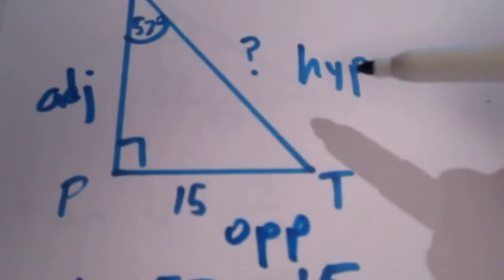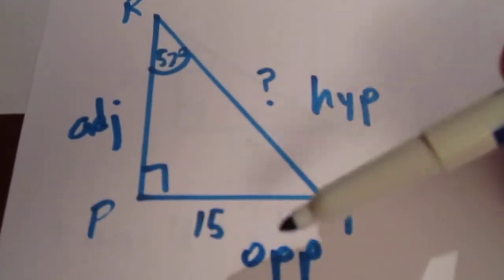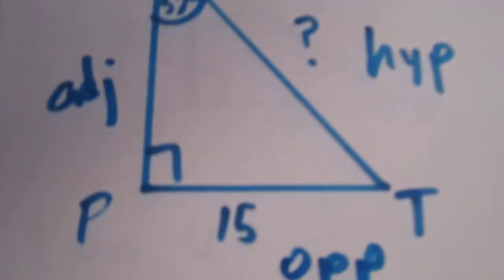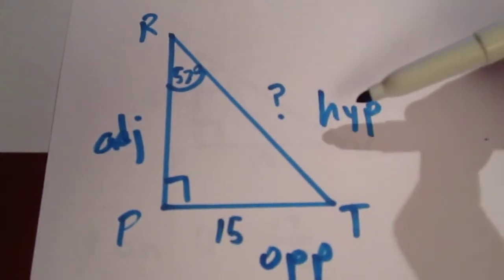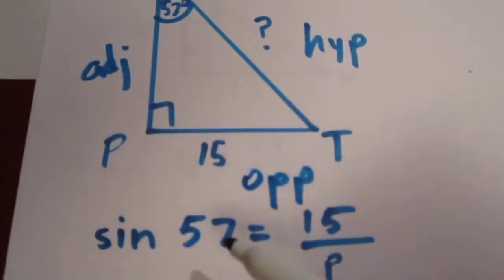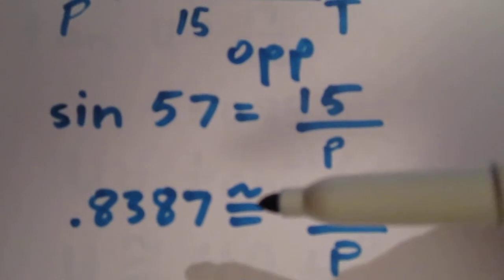We would like to know the hypotenuse, and we realize we must be talking about sine because we're talking about opposite and hypotenuse. The adjacent is irrelevant in this question because sine is equal to the opposite over the hypotenuse. Always go back to SOHCAHTOA. So we know that sine of 57 is going to equal 15 over the hypotenuse, because that's the letter p. So sine of 57 equals 15 over p, which means 0.8387 is approximately equal to 15 over p, because that's what the sine of 57 equals.